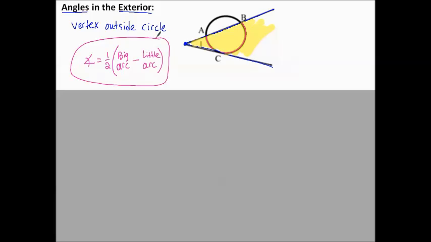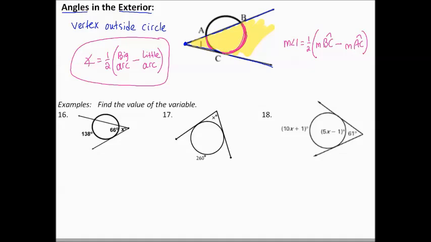And we memorize that. Why big minus little? Because we want a positive measure for the angle. So in this picture, the measure of angle 1 is equal to half of the bigger arc, this one that's farther away, BC, minus the closer one, AC.